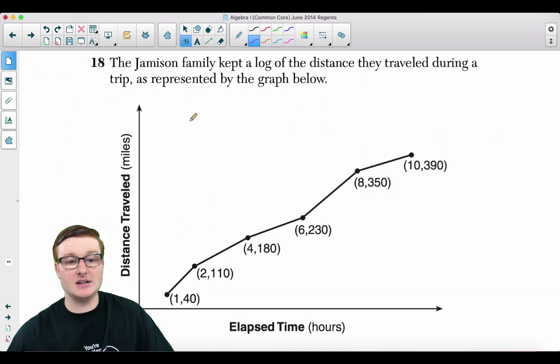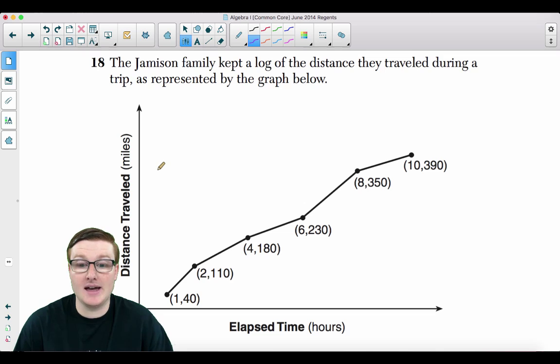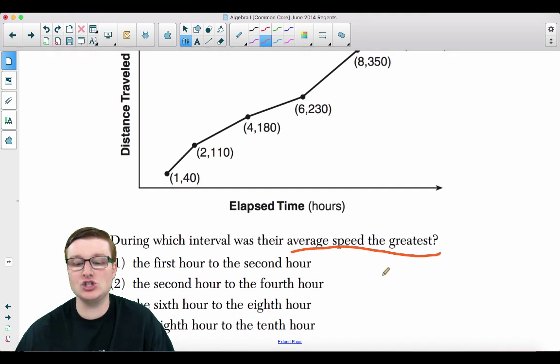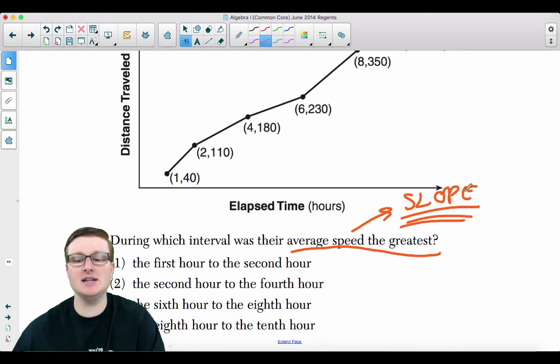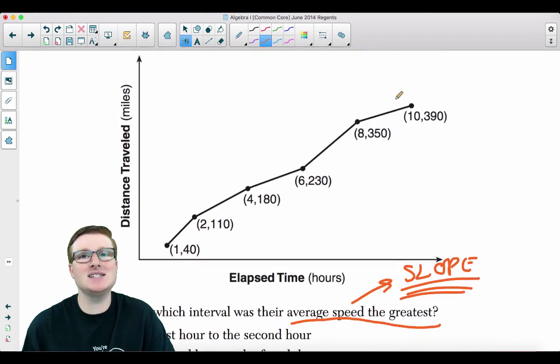All right, number 18. The Jameson family kept a log of the distance they traveled during a trip, as represented by the graph below. All right, so the Jameson family obviously loves math. And it says here, during which interval was their average speed the greatest? Average speed means slope. Make sure that you know it. Average rate of change or average speed is slope. So we are looking for the steepest slope.